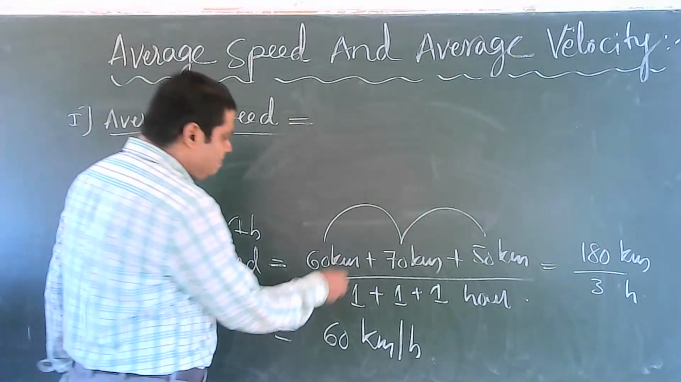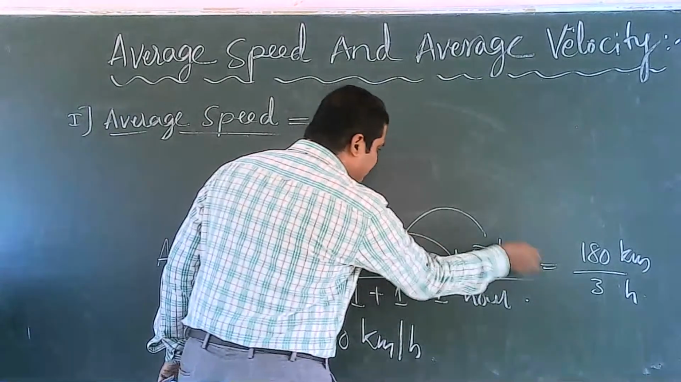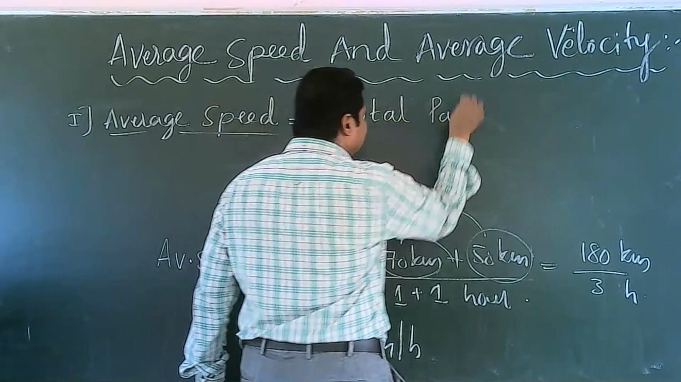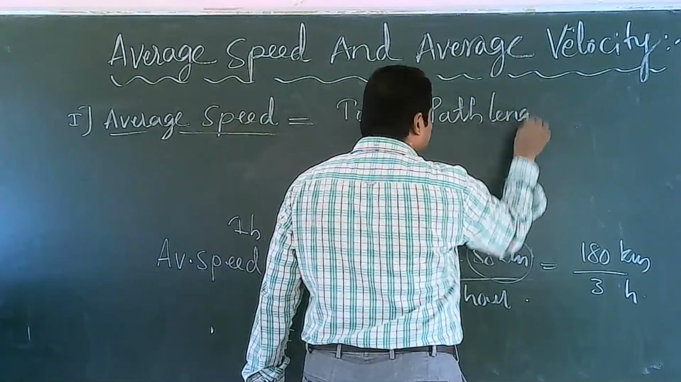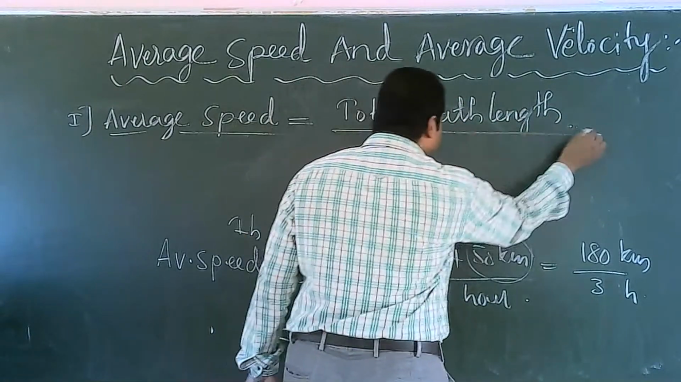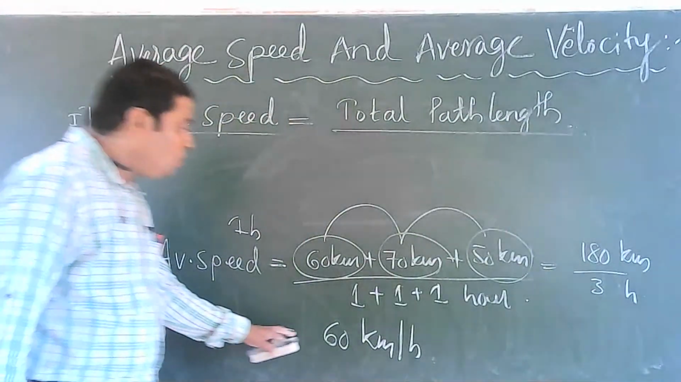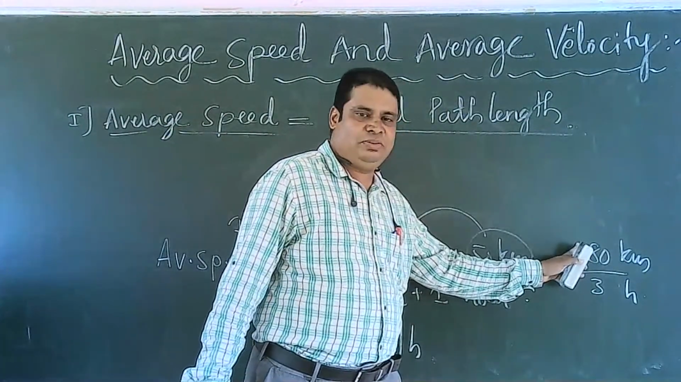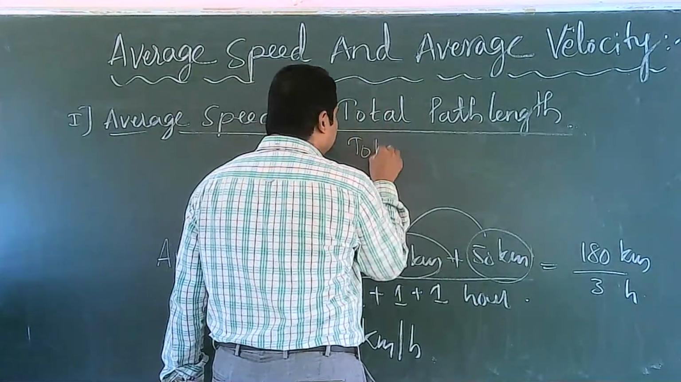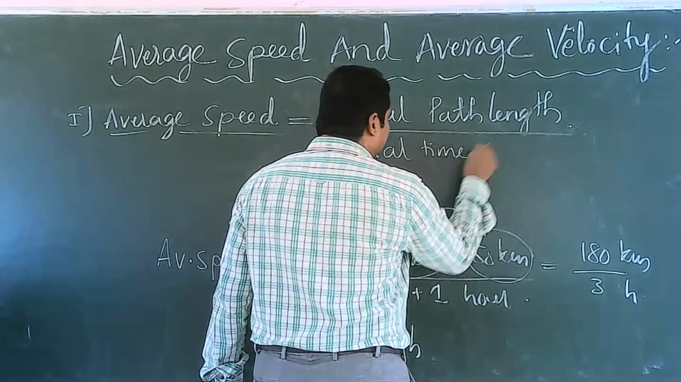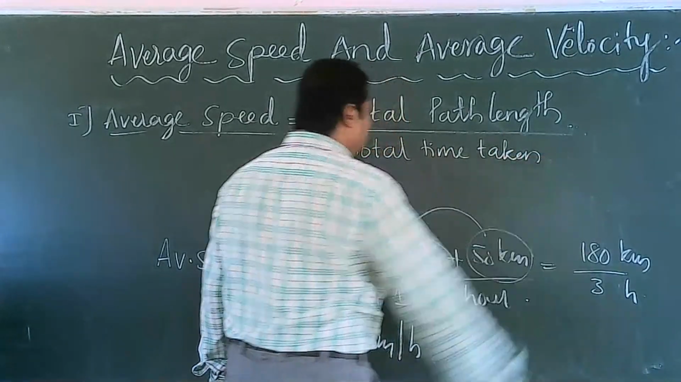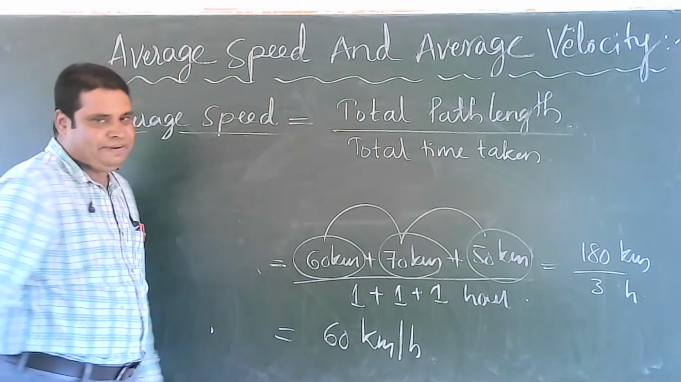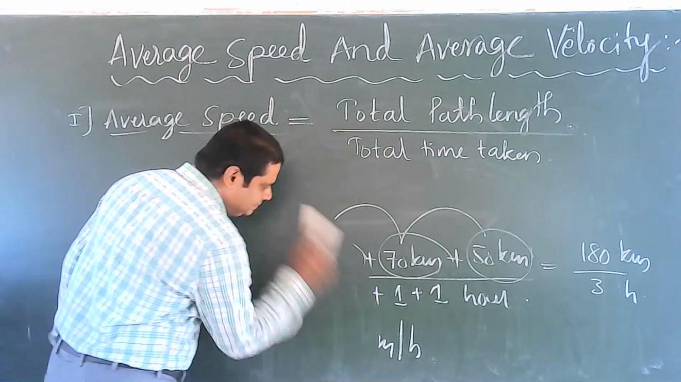total path length. Path length in the first interval, second interval, third interval. Add them, what we get? Total path length, 180 km, divided by total time taken: 1 hour, 1 hour, 1 hour, 3 hours. Okay. By this example only we can define the definition. Correct, everyone? Yes, correct.